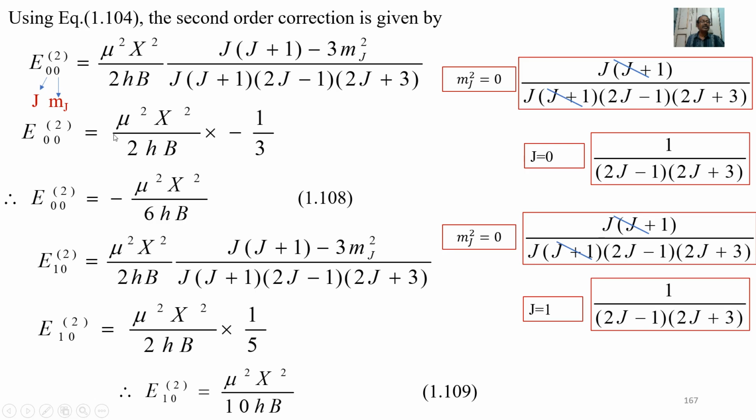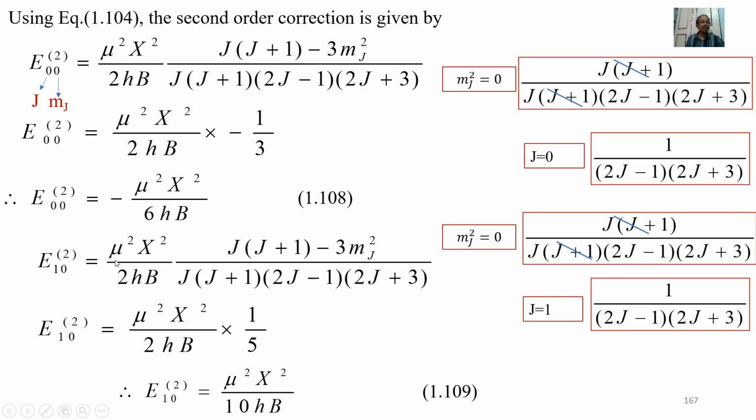See, E002 is given as mu square x square divided by 2hb multiplied by minus 1 by 3. Of course, b is the rotational constant. B is nothing but the rotational constant. So this is given as minus mu squared x squared divided by 6hb, equation 1.108. And this is the expression for the second order correction energy for j equals 0, mj equals 0.